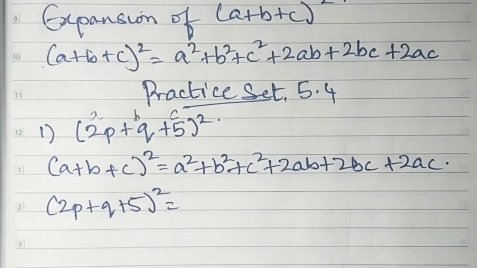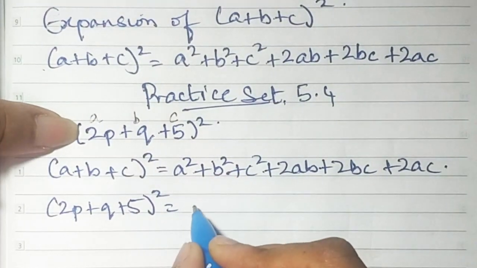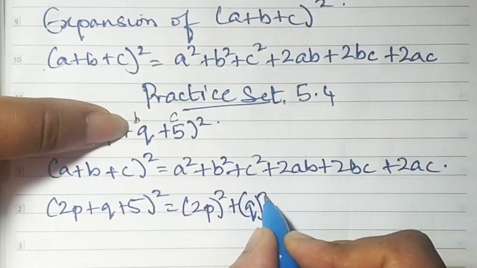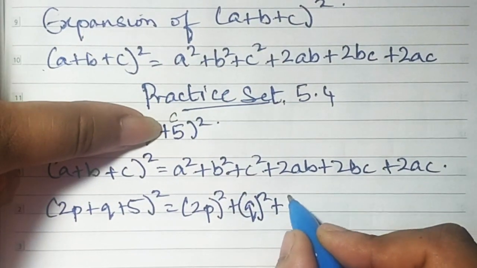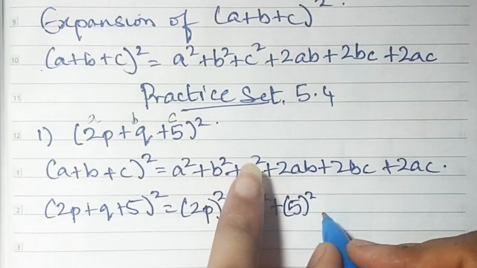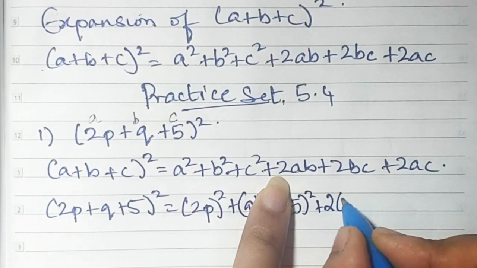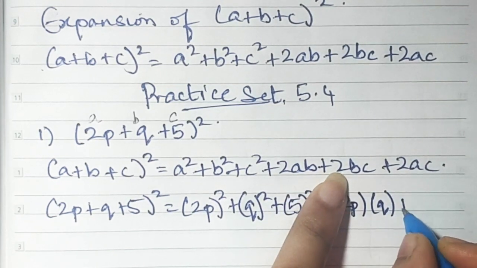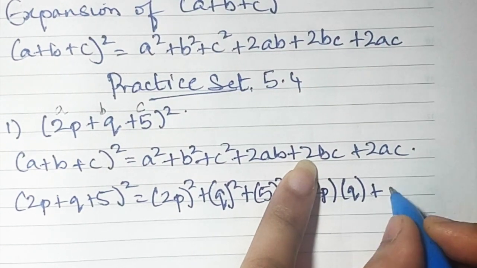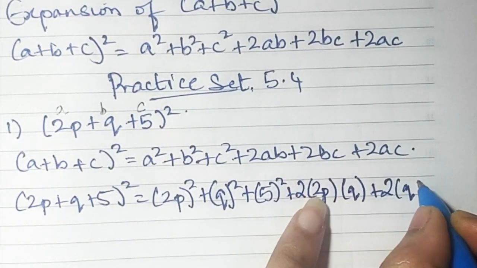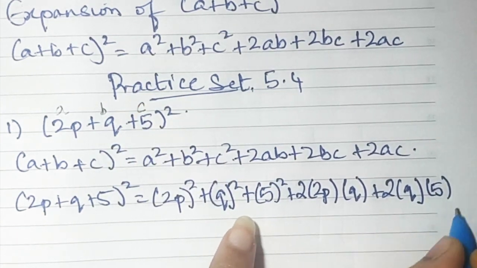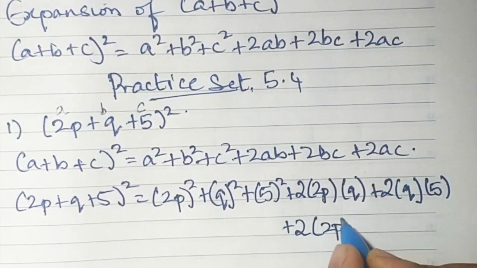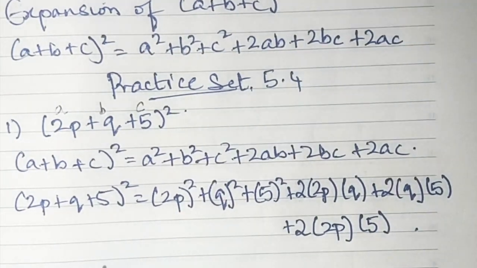Here we begin with the substitution. a means 2p, so (2p) square, plus b square means q square, plus c square stands for 5 square. Now plus 2ab: a means 2p, b means q. Plus 2bc: b means q, c means 5. Plus 2ac: a means 2p, c means 5. That's it.